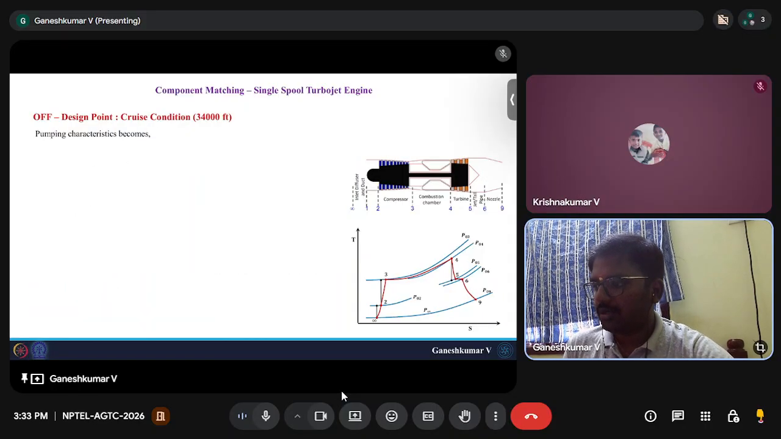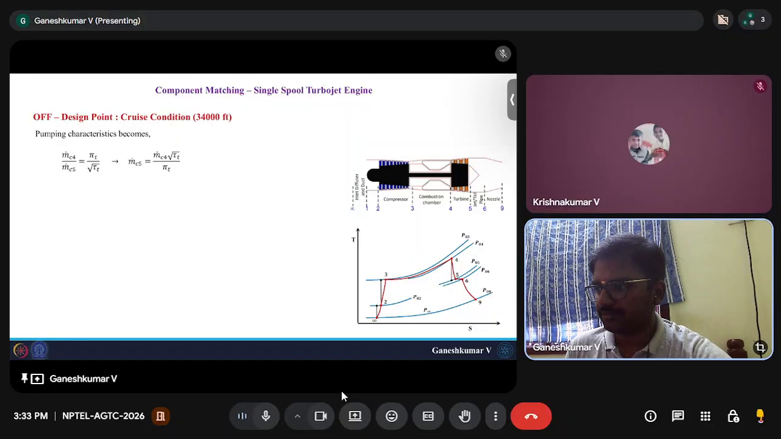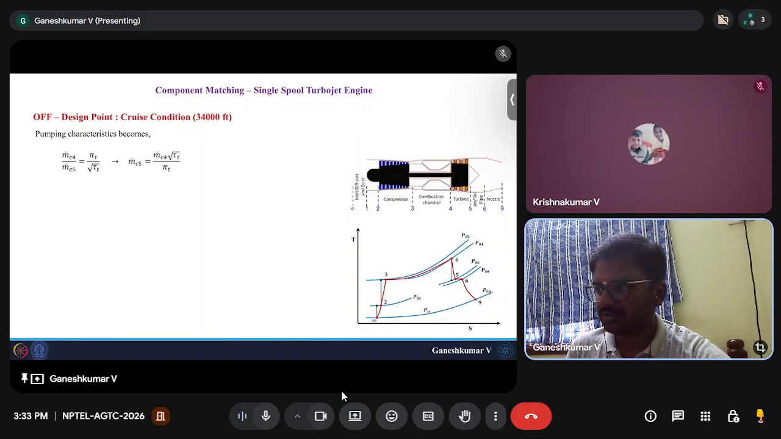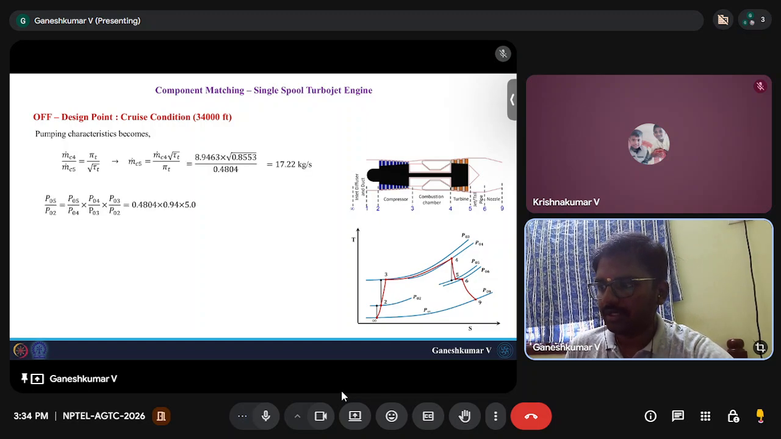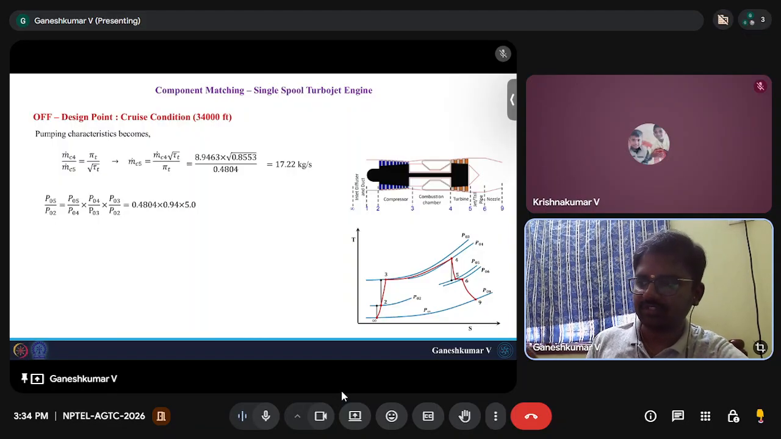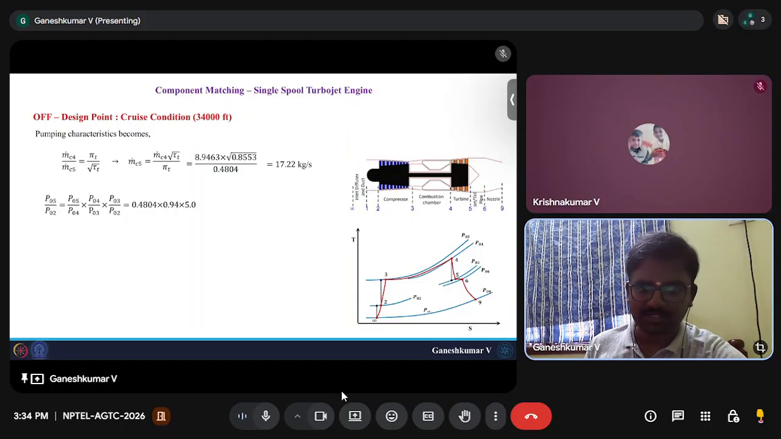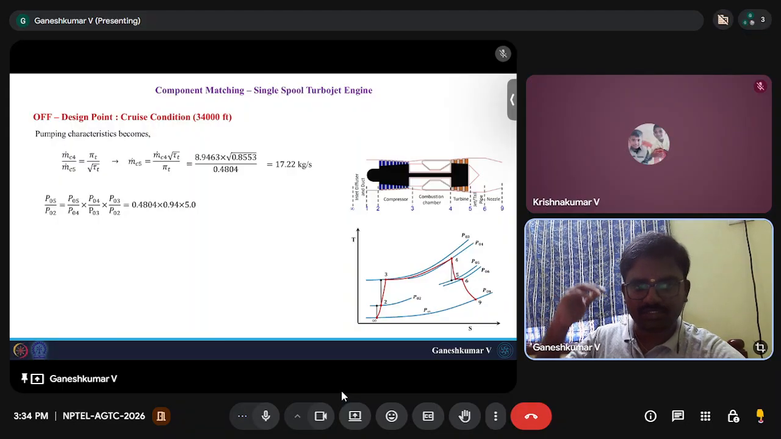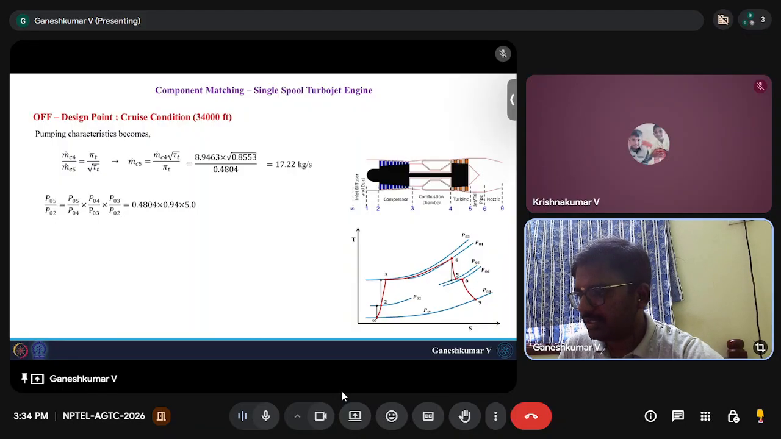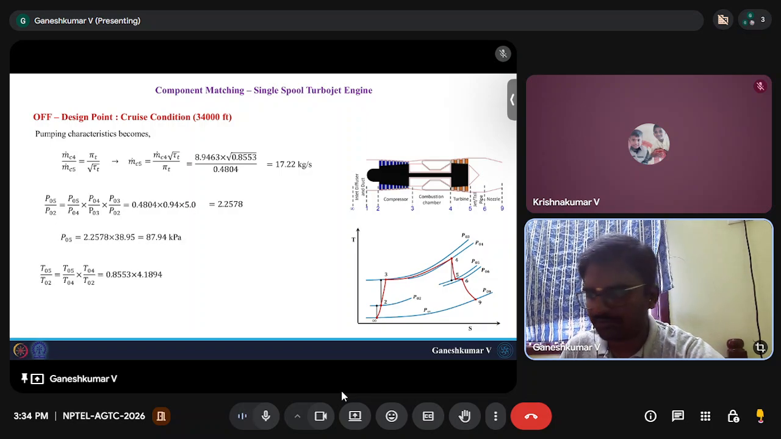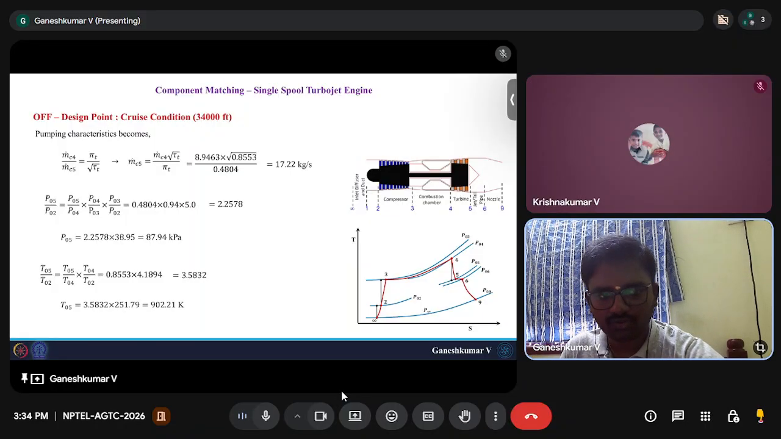Now, pumping characteristics: m dot C4 by m dot C2 is nothing but the pressure ratio divided by square root of temperature ratio, and m dot C5 is around 17.22 kilograms. This m dot C5 now has to match m dot C9. If it matches, it's good and our matching is complete. If not, we need to repeat this calculation by changing the pressure ratio from the first. Similarly, the total pressure pumping characteristics P05 by P02 is around 2.2578. From there, P05 is 85.74 kilopascal, and T05 is 902.21 Kelvin.